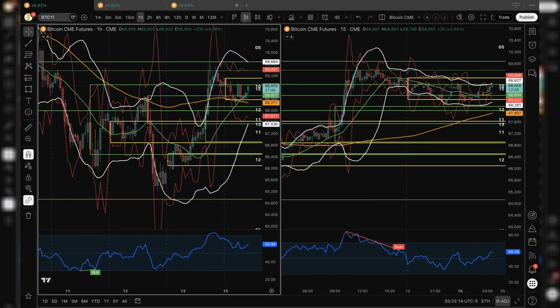Prices interacting with prior New York session memory. The hourly boundary defines containment. The 15-minute chart defines response.